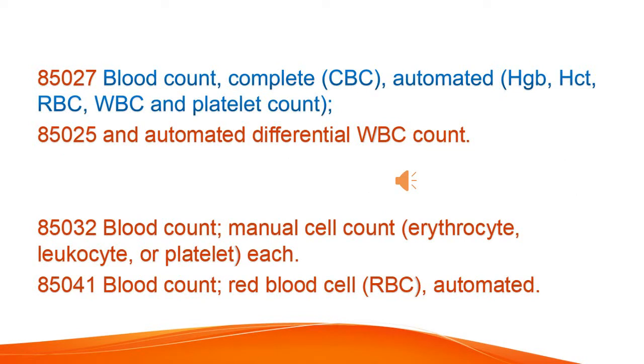Blood count, complete, CBC, automated, hemoglobin, HCT, RBC, WBC, and platelet count. An automated differential WBC count. Blood count, manual cell count, erythrocyte, leukocyte, or platelet, each. Blood count, red blood cell, RBC, automated.